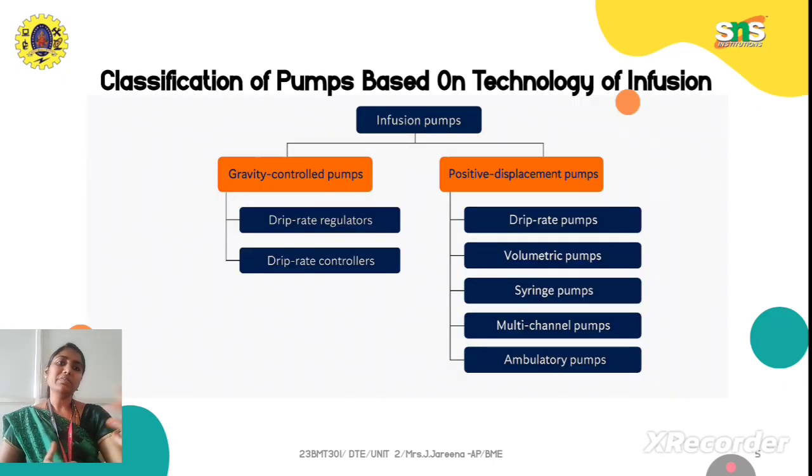So what are the other different types of infusion pumps based on technology? We have two basic categories. One is gravity control pumps, another one is positive displacement pumps. In gravity control pumps, we have two subdivisions: one is drip rate regulators, another one is drip rate controllers. In positive displacement pumps, again we have five to six different types. That is drip rate pumps, volumetric pumps, syringe pumps, multi-channel pumps, and ambulatory pumps.